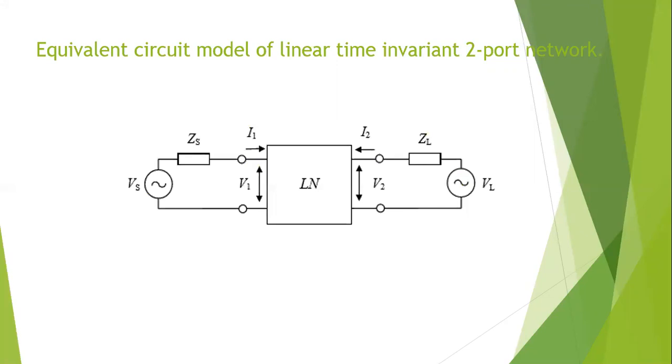Here, Vs and VL are the source and load voltages. Zs and ZL are the source and load impedances. V1 and V2 are the voltages that are caused due to the excitation of the source and load voltages. I1 and I2 are the currents traveling towards the circuit.